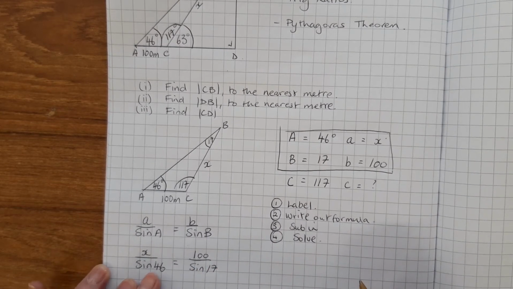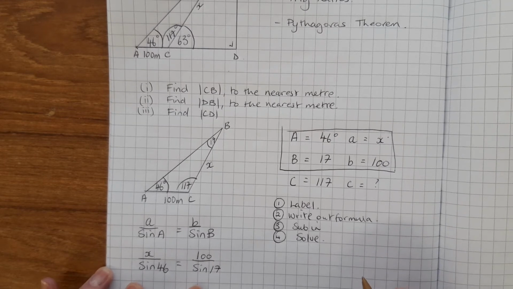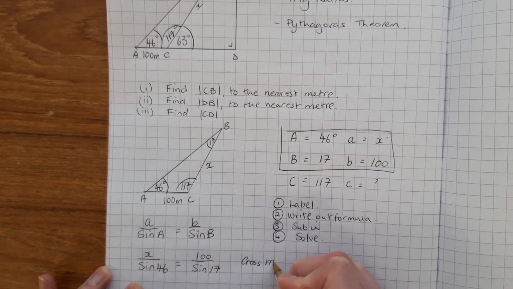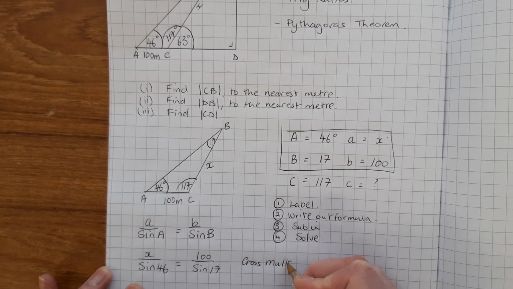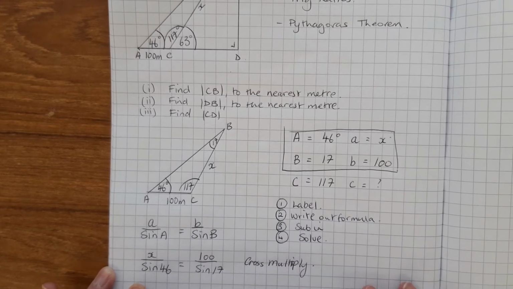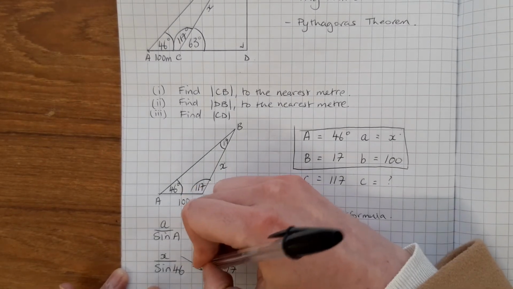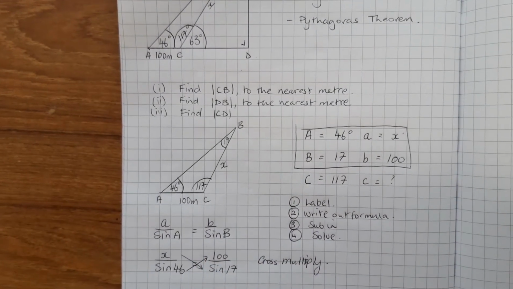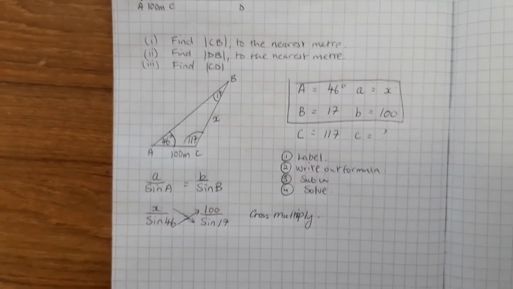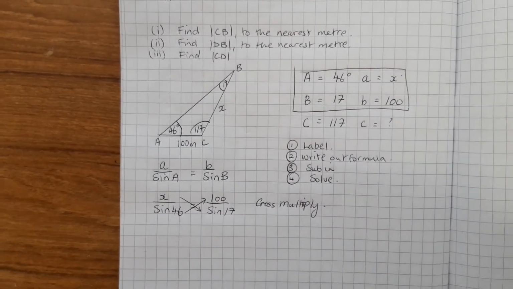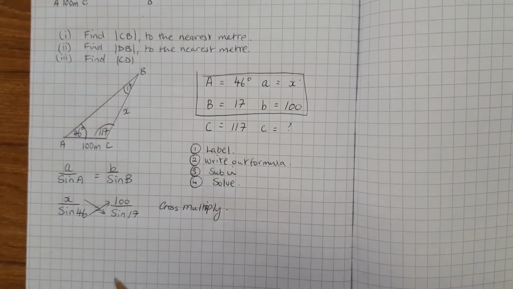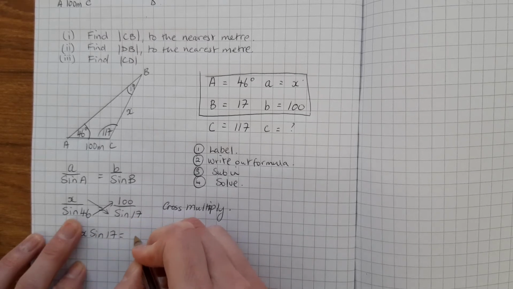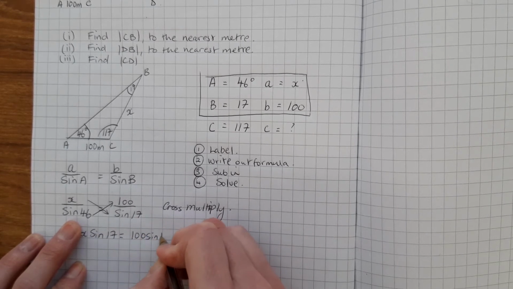When you have a fraction on one side and a fraction on the other side of an equal sign, you have to cross multiply to solve it. In cross multiplying, you're going to multiply the x by the sine of 17 and the 100 by the sine of 46. And I'm just going to move my image a little bit further out, to the right hand side. Okay, so we have x sine 17 is equal to 100 sine 46.